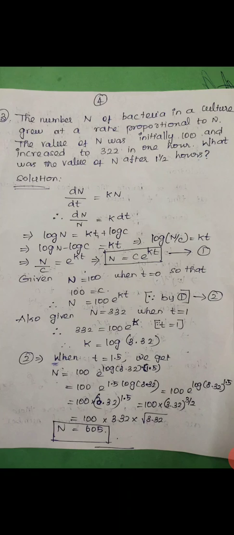Okay, substitute the value of c from equation 1: c is equal to 0, therefore capital N is equal to 100 into e power kt. This is equation number 2. I take it with this, and then we move on to our question.